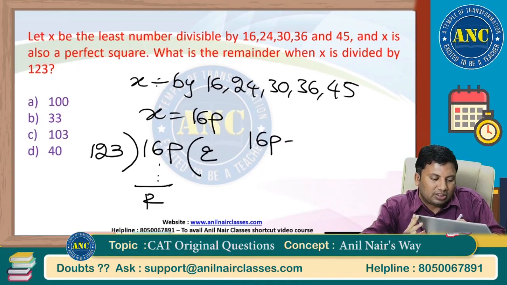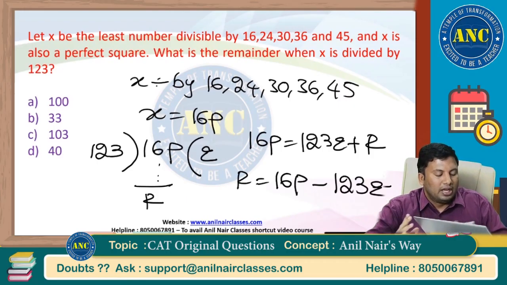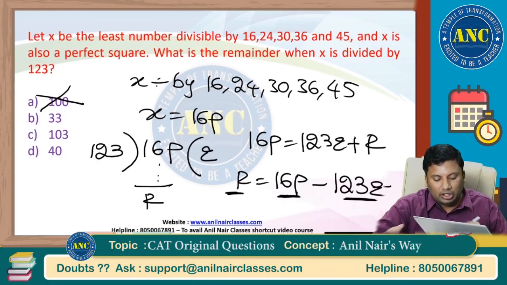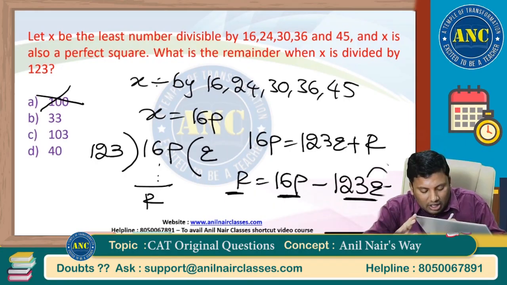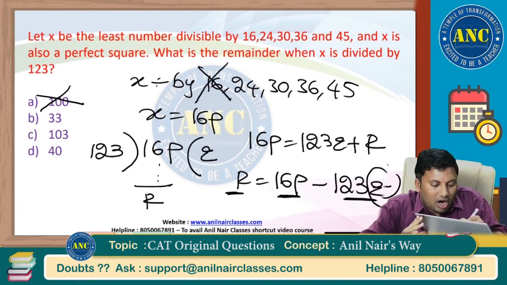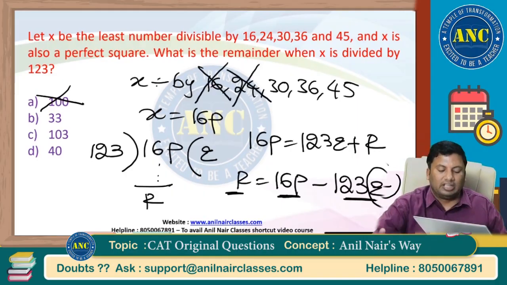16p is nothing but 123q plus r. r is nothing but 16p minus 123q. If r is 100, this is divisible by 100, and 123q too. Here there is a choice: q could be divisible by 4. That is the reason I have not taken 16. That is the reason I have not taken 24.